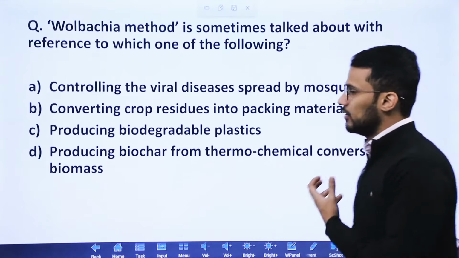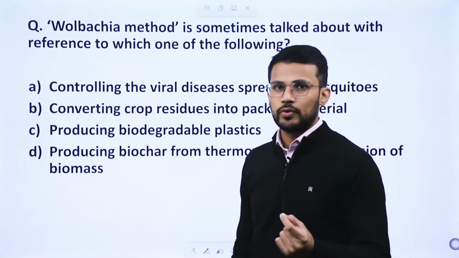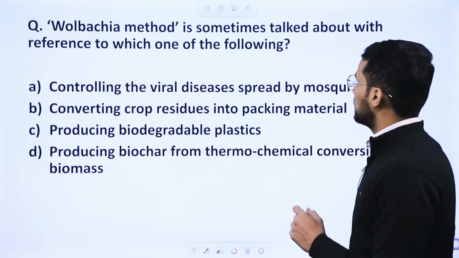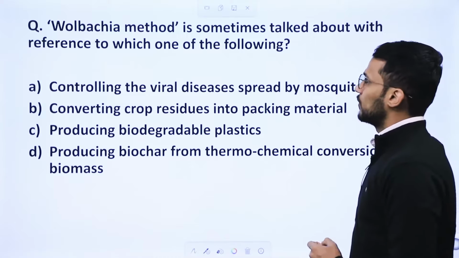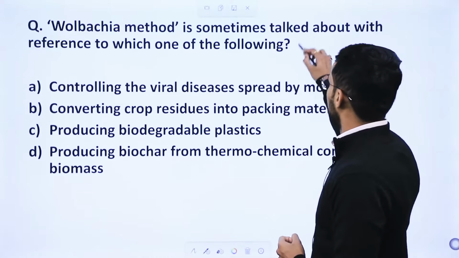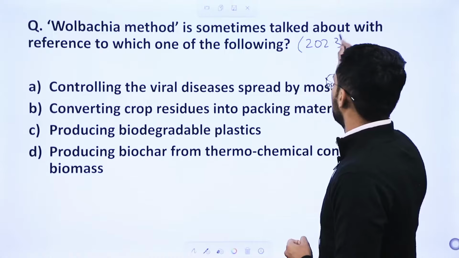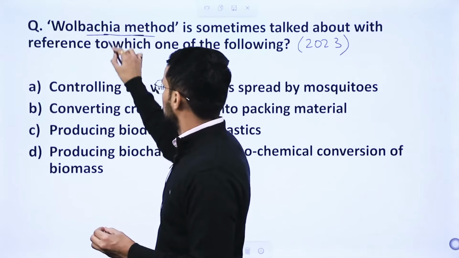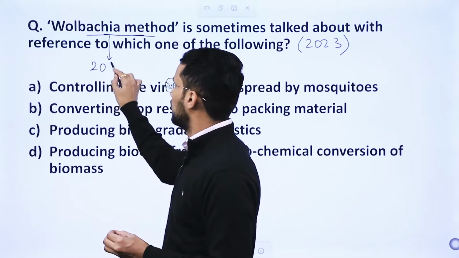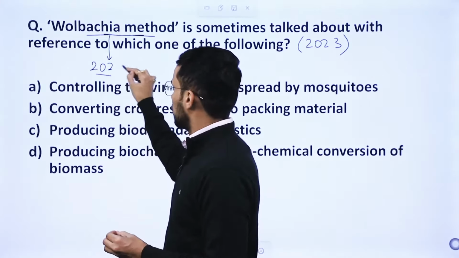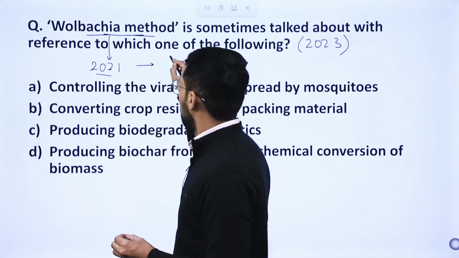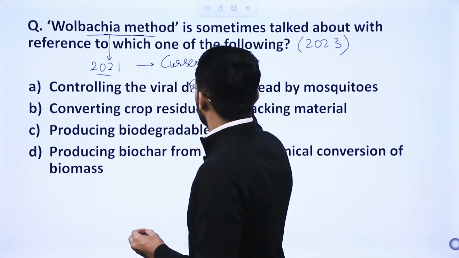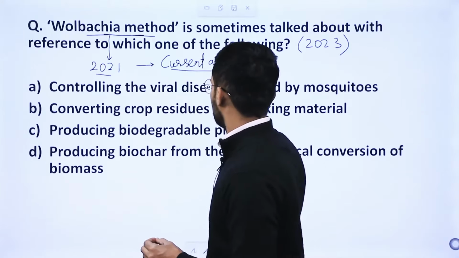Firstly, we'll be discussing questions from the 2023 prelims examination. First question is, Wolbachia method is sometimes talked about with reference to which of the following, right? This was a 2023 prelims examination question, and this Wolbachia method was in the news in 2021, and it is pure current affairs or current development related to biotechnology.